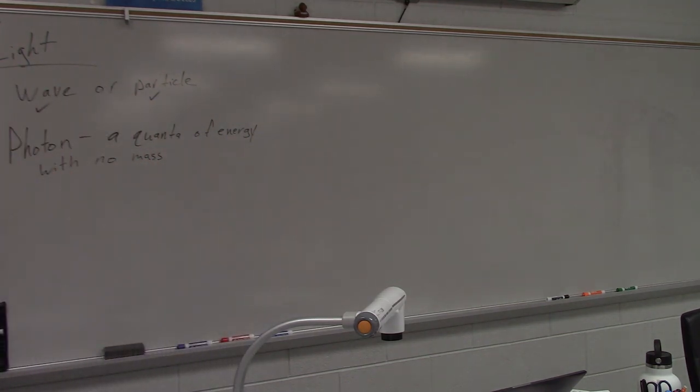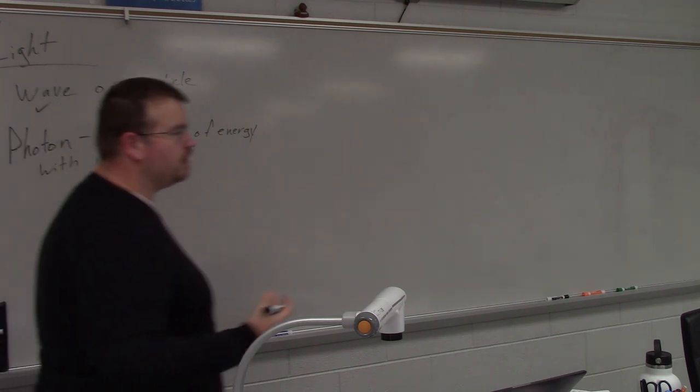The whole thing we've been working towards the whole time is getting to what is called the quantum model of the atom. So to understand the quantum model of the atom, you have to understand the basis and the foundation for it. We're now going to start looking at light as a wave and light as a particle.